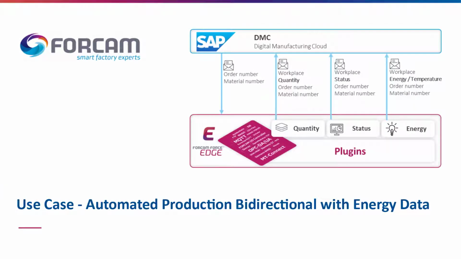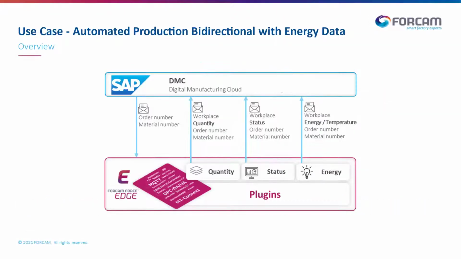Use case automated production bidirectional with energy data. Our use case automated production bidirectional with energy data builds on top of use case automated production bidirectional and extends its capabilities. We can not only send data and values directly to the machine, but also receive process values in real time from the machine at the start and at the end of a shop floor control.